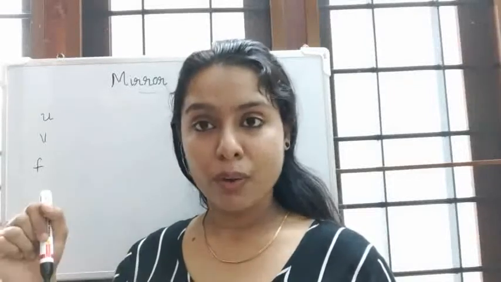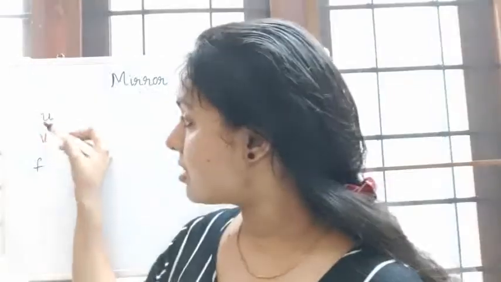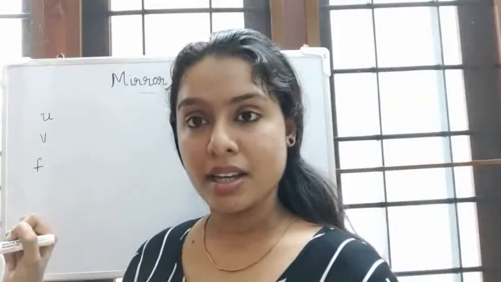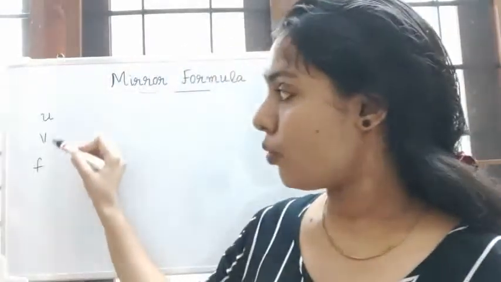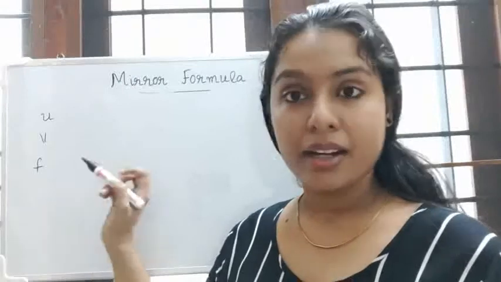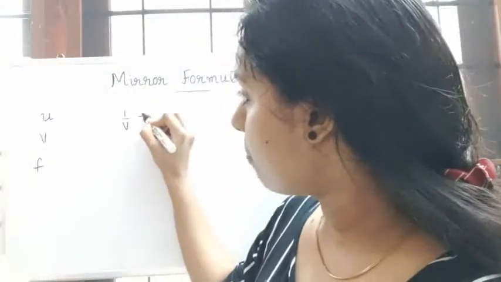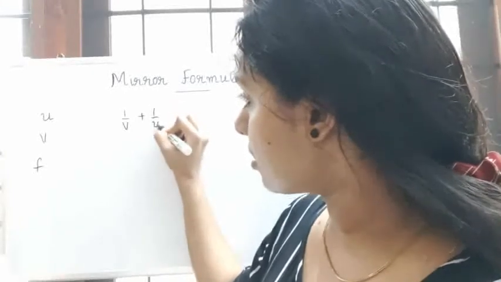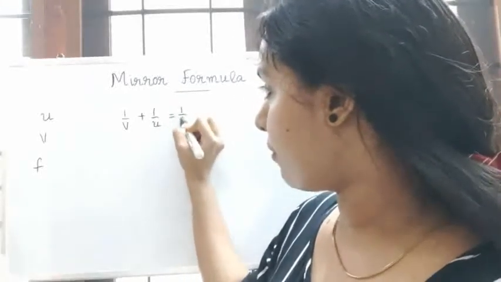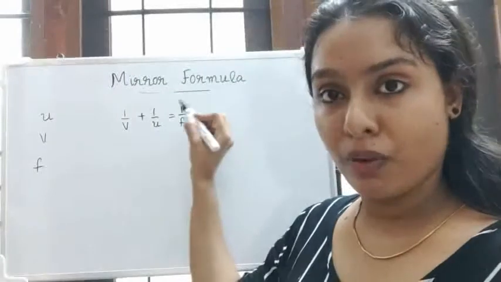And the mirror formula connects these three physical quantities. It connects u, v and f. And it is given by 1 by v plus 1 by u is equal to 1 by f. This is our mirror formula.